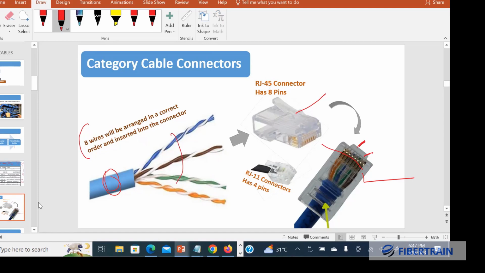The way the cable is looking, there's no way to go into your laptop like this. And there's no way it will go into the switch like this. So it has to be arranged and inserted into a connector, and the connector will now make it look like this. And so we'll now insert it one side into our PC, the other side into the switch.